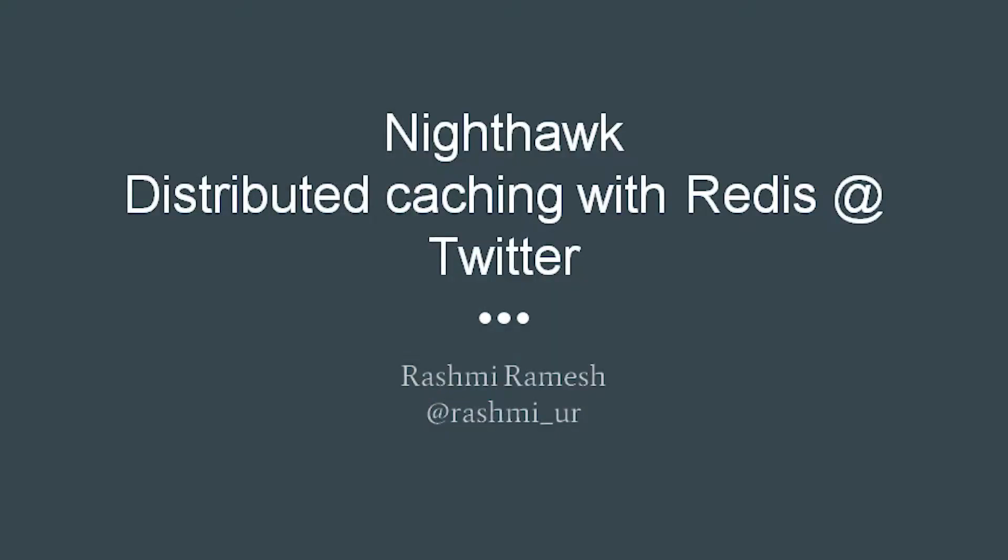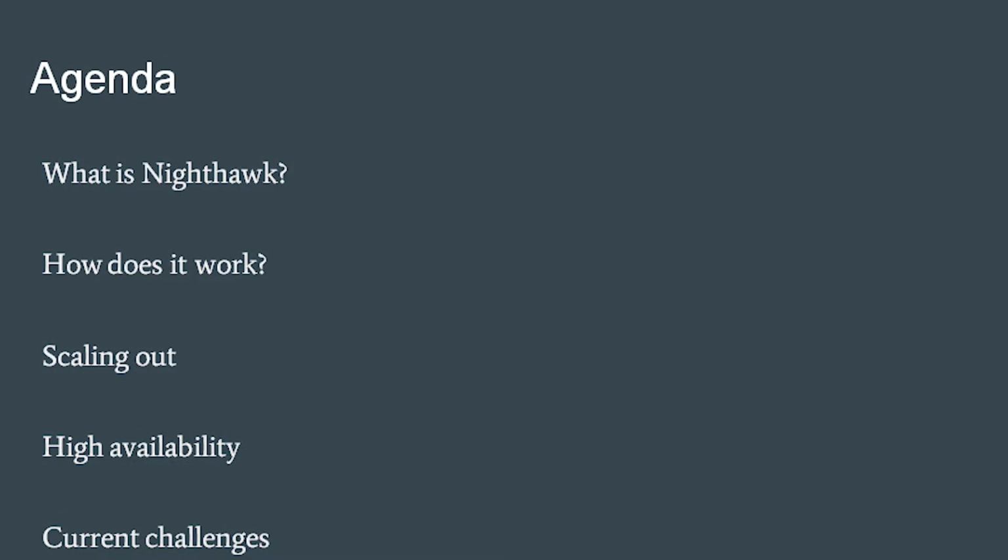I'm Rashmi, I'm an engineer with the platform team at Twitter, and I'm here to talk about using Redis at scale at Twitter. And to do that, I want to talk about Nighthawk. To set up the agenda for today's talk, this is what I'll be covering. What is Nighthawk? How does it work? How do we scale out with Nighthawk? How do we achieve high availability with Nighthawk? And finally, I want to talk about a couple of distributed caching problems that we're trying to tackle at Twitter today.